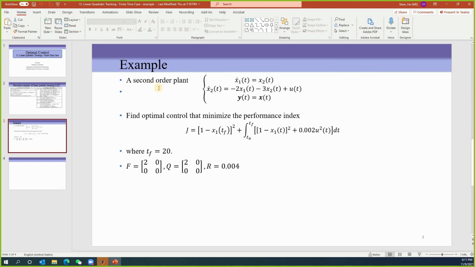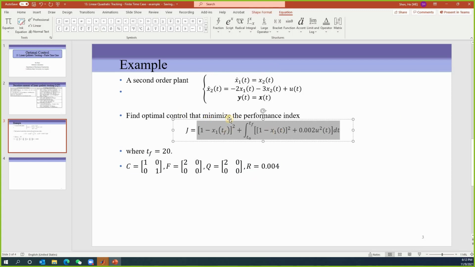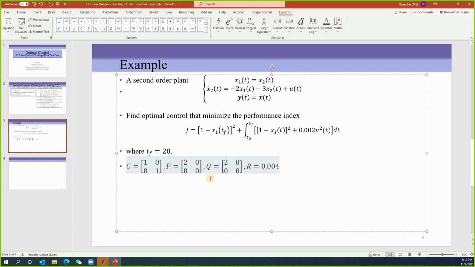Let's look at this example. We have a second order plant: x1 dot is equal to x2, x2 dot is equal to negative 2 x1 minus 3 x2 plus u. The output is equal to the states, which gives us the C matrix equal to the identity matrix. The performance index is given in this form, and from this performance index, we'll be able to find the terminal cost F at tf is equal to this. And tf is given as 20 seconds.